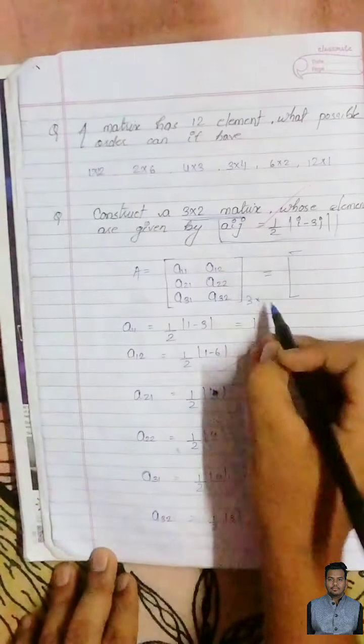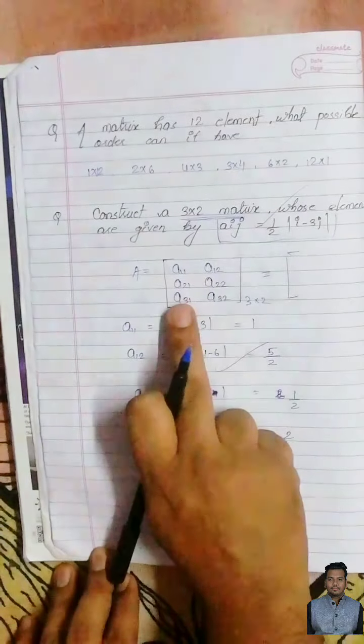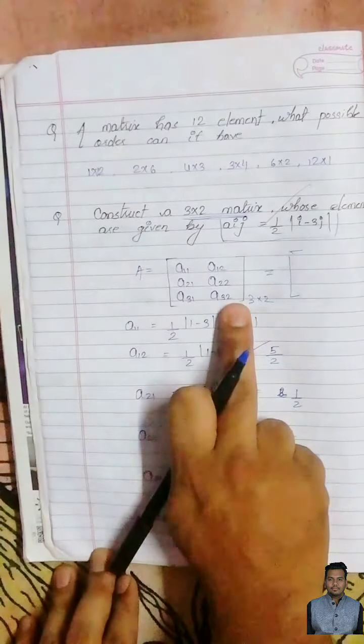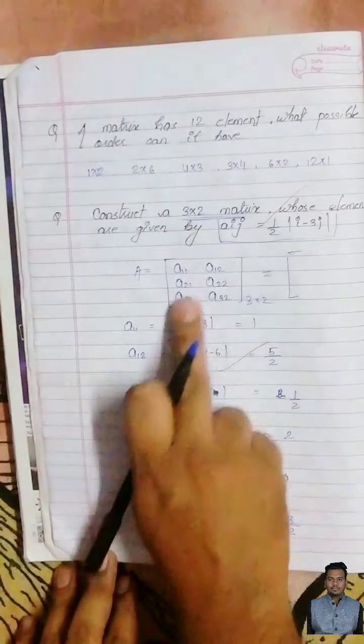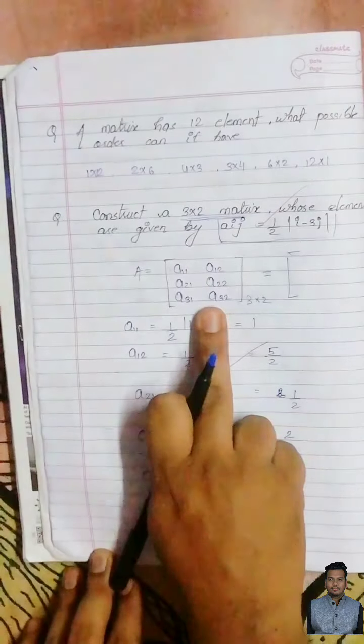So now here you can see the matrix A is a matrix of order 3 cross 2. Here you can see there are 3 rows, this first row, second row, and then third row, and here you can see the 2 columns. Okay, so this will be the type of matrix.